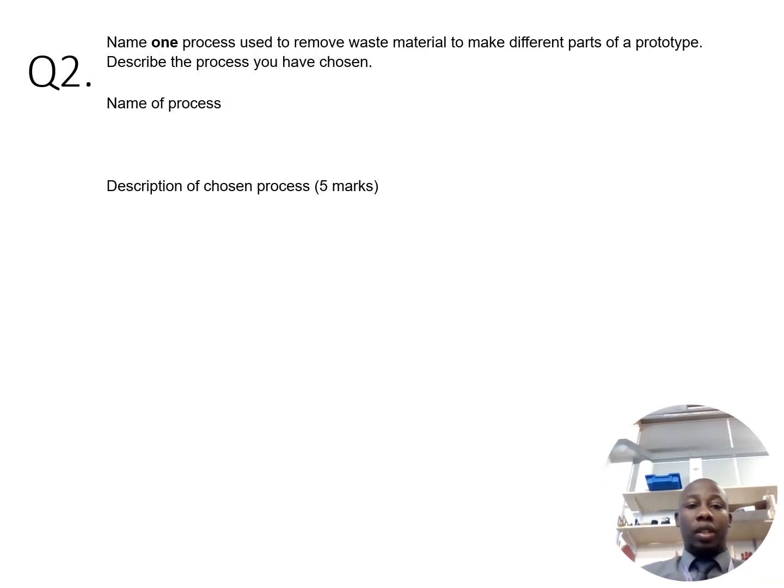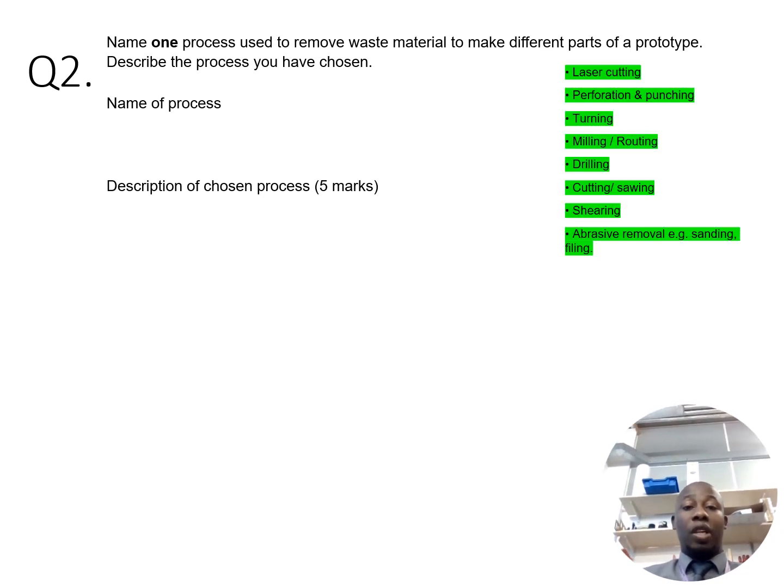In this next question, you are required to name one process that you can use to remove waste material in product design. We've gone through a lot. We've done loads since you started in year 7. So processes like laser cutting, punching, turning, milling or routing, drilling, cutting or sewing, shearing, filing, sanding, all of those are processes or examples of removing waste. So here you can choose either of those, and in this instance I've just chosen laser cutting.